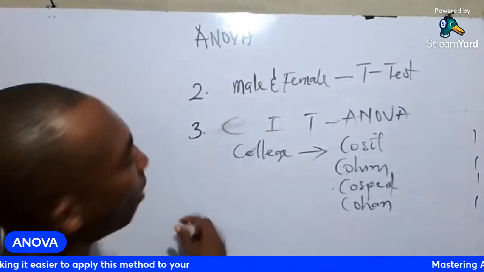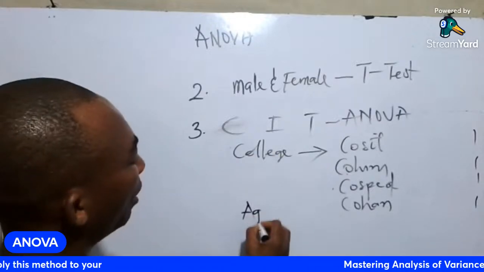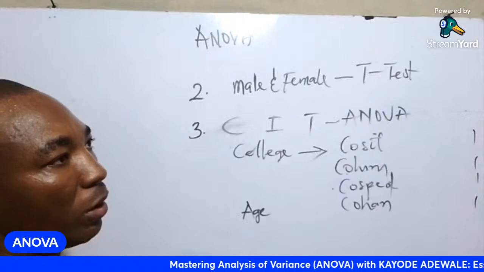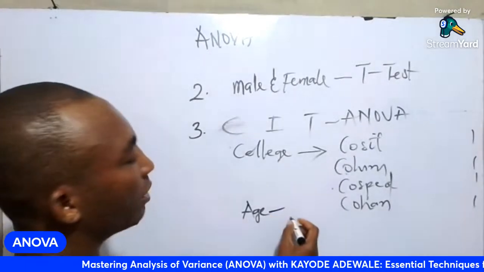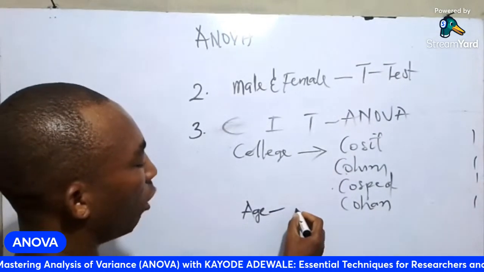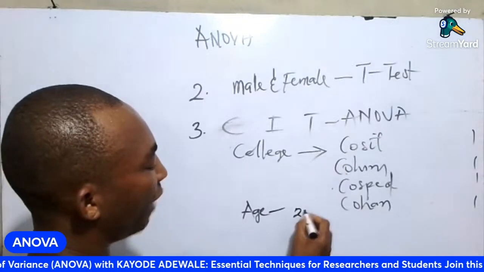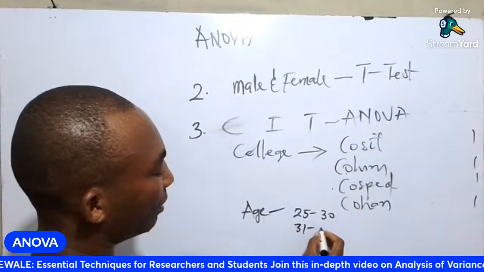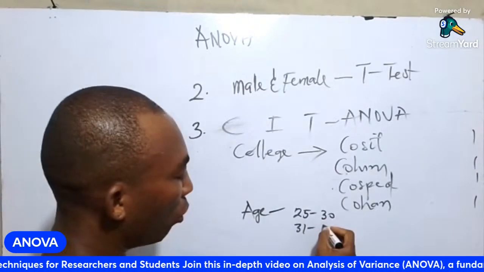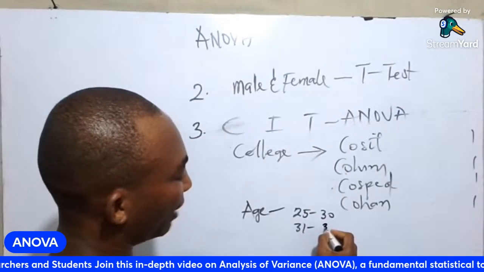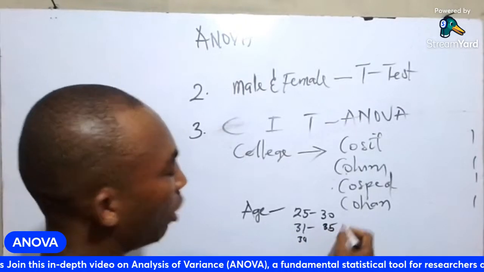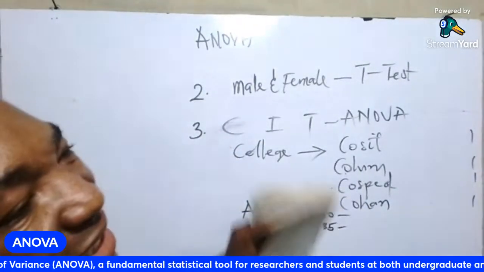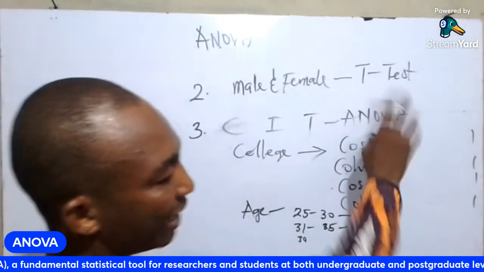Another common example is when you are talking about age. When you are sampling age of people, you might have grouped the age. Maybe you are talking about age of a teacher between 25 to 30. That is the first group. Then 31 to 35, then 36 and above. Of course, this will be more than 3. So once it is 3 or more, you make use of analysis of variance.